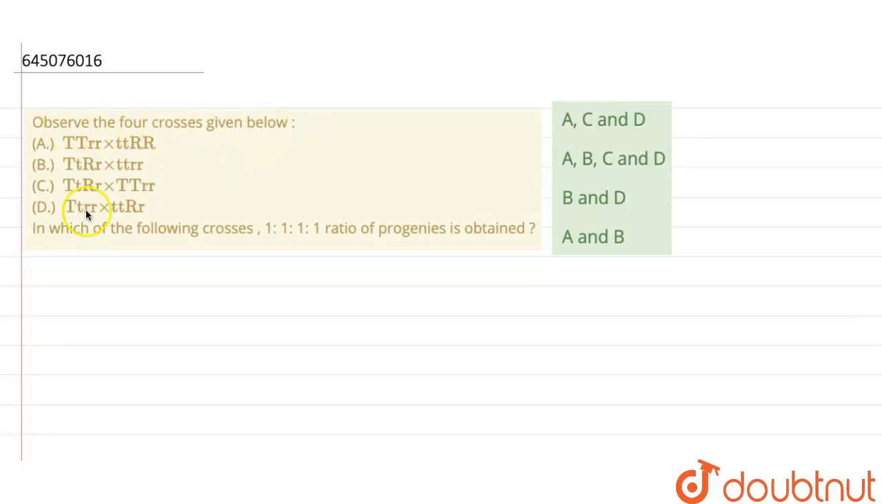Hello everyone, let's solve the question. Observe the four crosses given below. In which of the following crosses is a 1:1:1:1 ratio of progenies obtained?